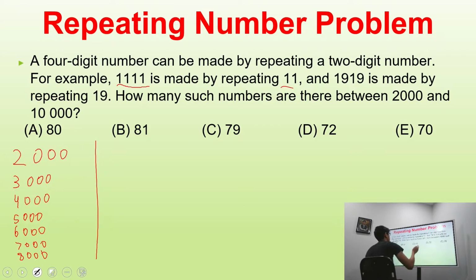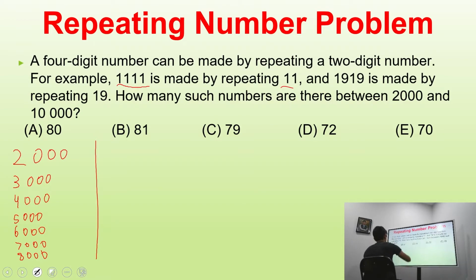So the first number that repeats inside of 2,000, what would it be? It has to be 2020, because 0 would be our first number. So we have 20, then it would be 2020. After 0, then it would come 1, so then it would be 2121, and then 2222, and so on.